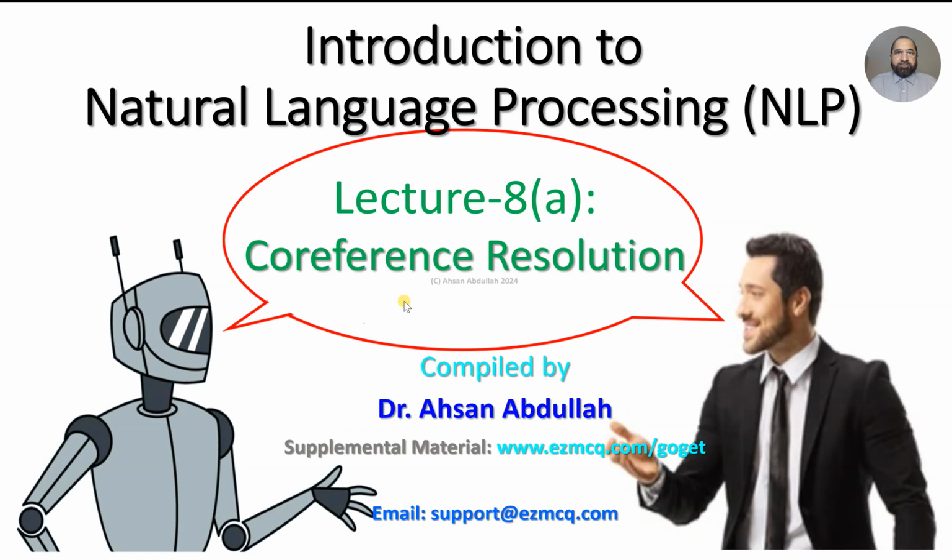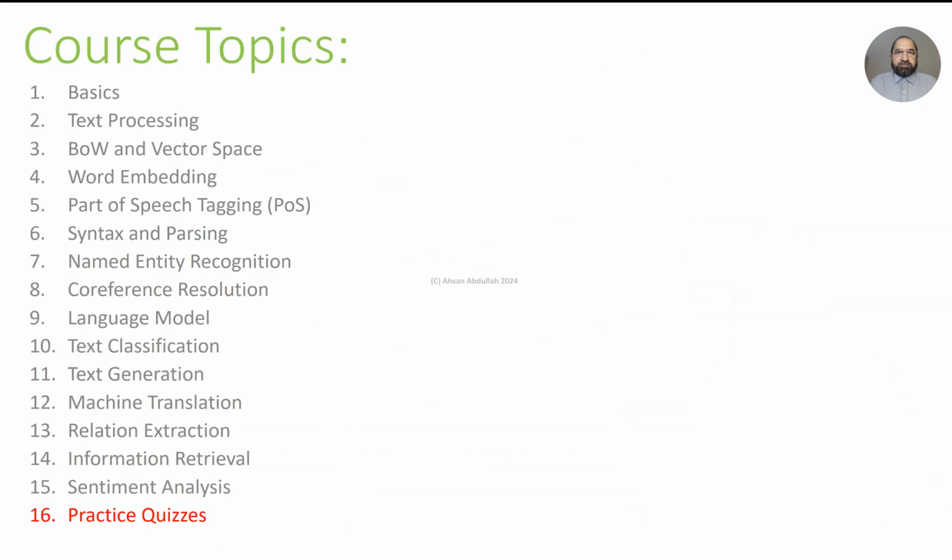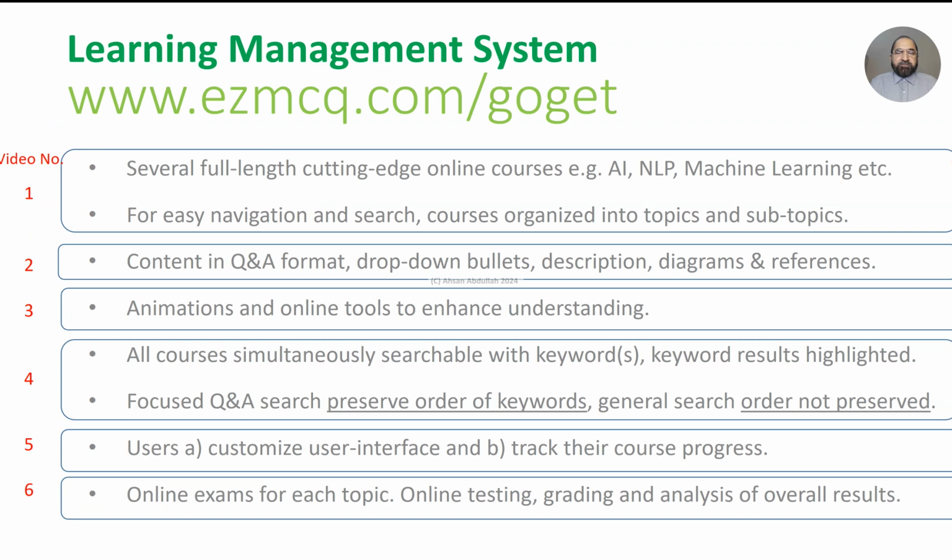So we have a supplemental website for this course, which is easymcq.com/goget. I'll briefly tell you about that website, which is basically a learning management system. This is the contents of the course, and we are at topic number 8, which is co-reference resolution. And this is the learning management system I was referring to. It has several useful features: powerful search in a Q&A format, multi-level answers, customization of your interface, tracking your progress, and also taking online exams.